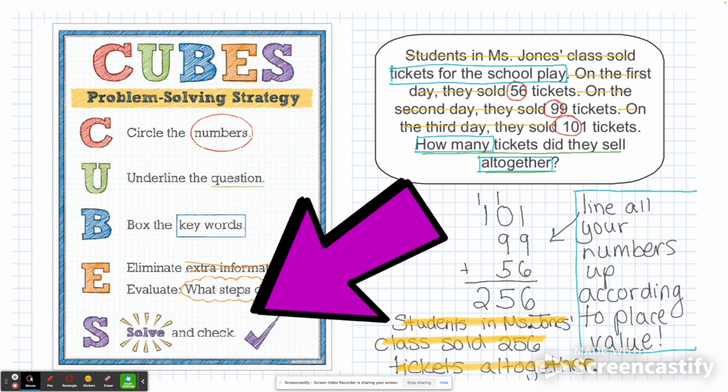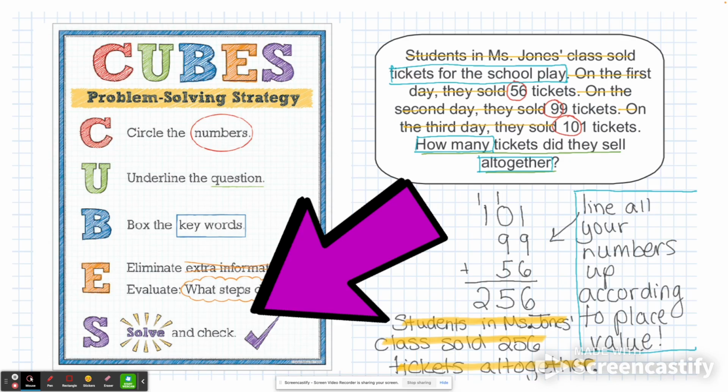That's why we have this important step to go back and check the numbers just to make sure that we've done it correctly. So now that I've gone back and checked 56 tickets, yep. 99 tickets, yep. 101 tickets, yep. And I've added it all up correctly. We're good to go. Now, you can even ask a friend to check your work over for you if you're working on a word problem. That's a great way to work together and to help each other out.